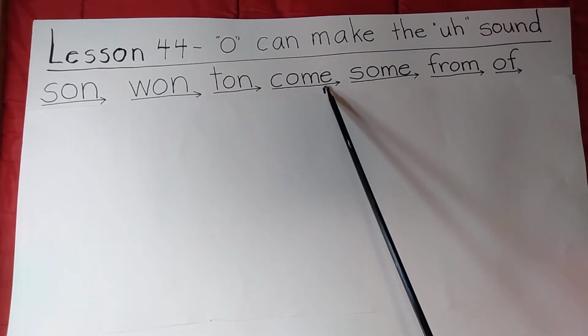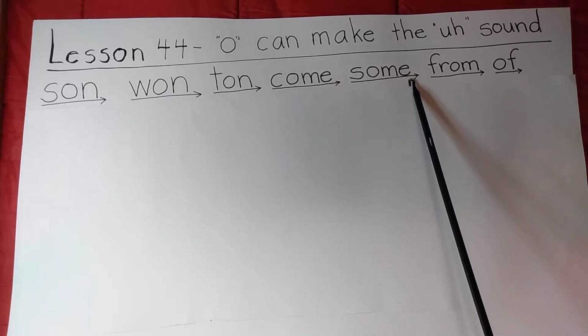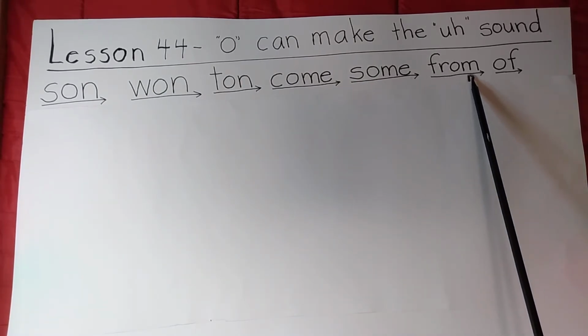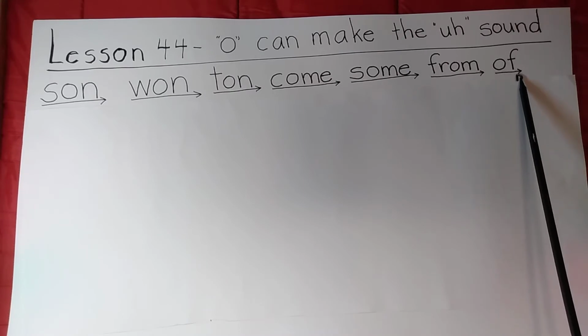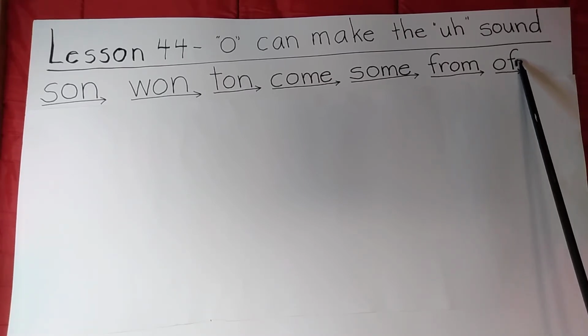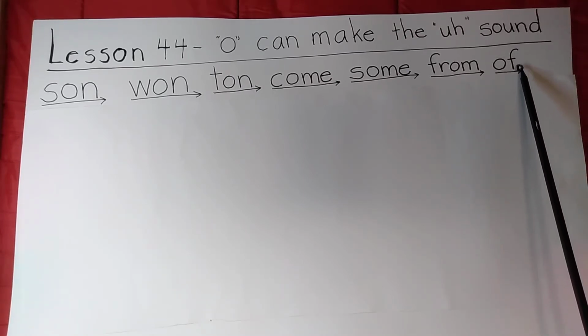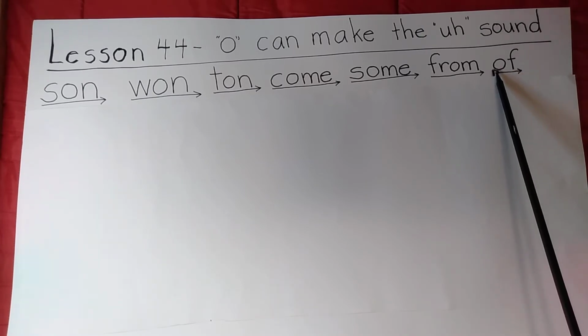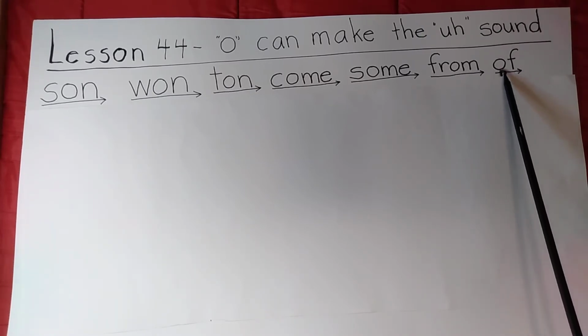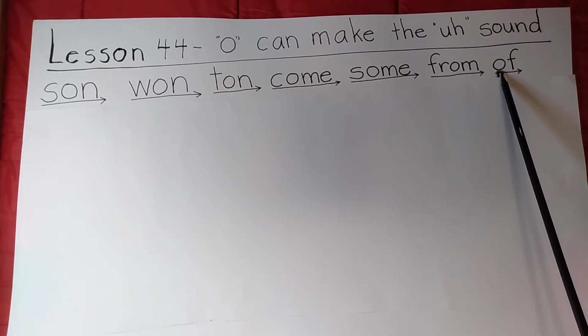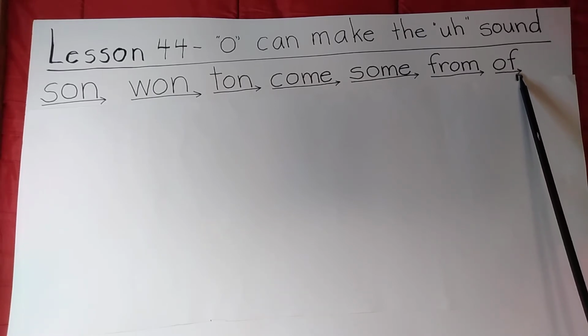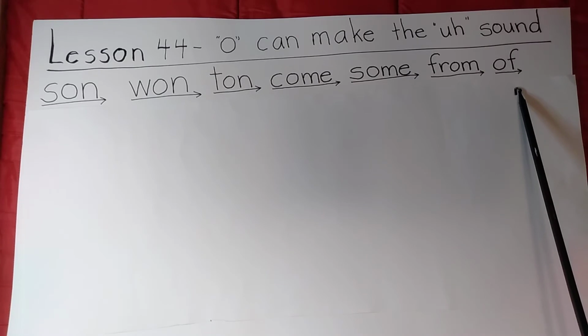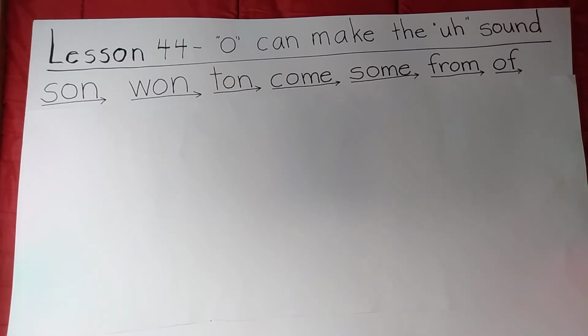And we've got come and some and from and of. Of has an F at the end, but that F sounds like a V. We don't say of, we say of. So that's a little trick. Teachers, have students say these to you.